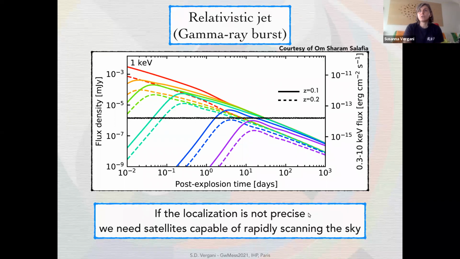If the localization is not precise, as in the optical case, we need satellites that are capable of rapidly scanning the sky in order to cover the sky map, okay? And they have to be rapid because the flux decreases pretty rapidly again. Here I put the observational limit of the best satellite we have at the moment, the Swift satellite. As you can see, for the faint, off-axis event, we are at the limit of the sensitivity, okay? Or we can be even beyond.